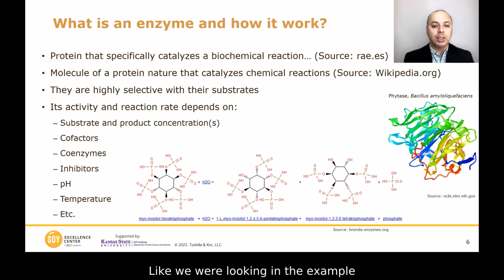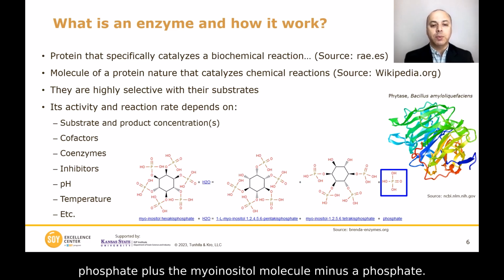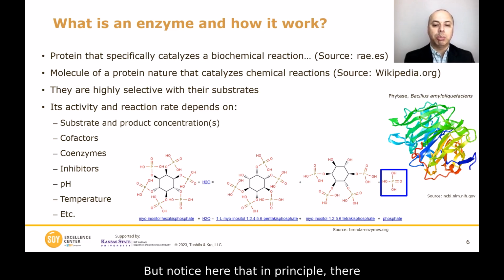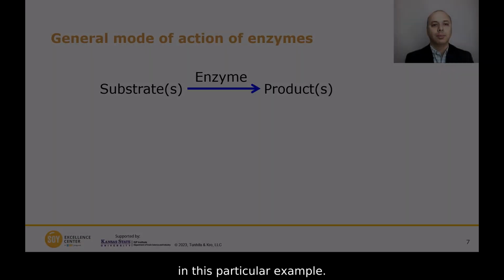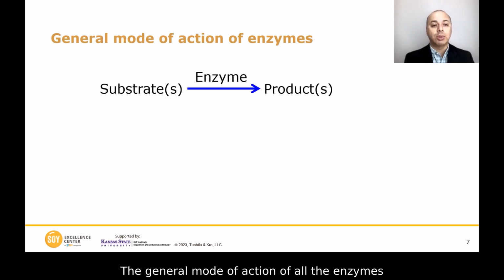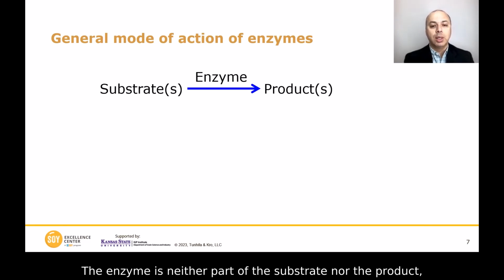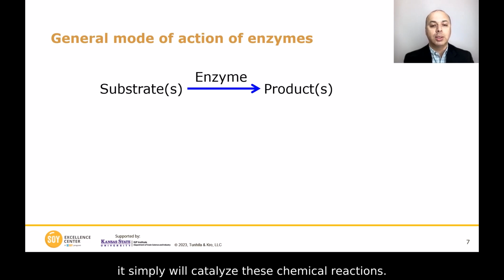Like we were looking in the example of this phytase reaction, we have phytate in water, and the product of this reaction is phosphate plus the myo-inositol molecule minus a phosphate. But notice here that in principle there is no other chemical compound produced other than phosphate in this particular example. The general mode of action of all the enzymes is that they will act upon a substrate to produce a product or products. The enzyme is neither part of the substrate nor the products. It simply will catalyze this chemical reaction.